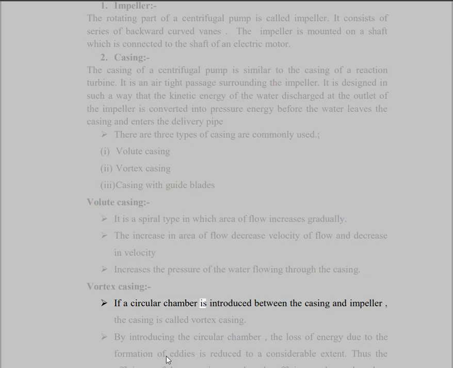Vortex casing. If a circular chamber is introduced between the casing and impeller, the casing is called vortex casing. By introducing the circular chamber, the loss of energy due to the formation of eddies is reduced to a considerable extent. Thus the efficiency of the pump is more than the efficiency when only volute casing is provided.